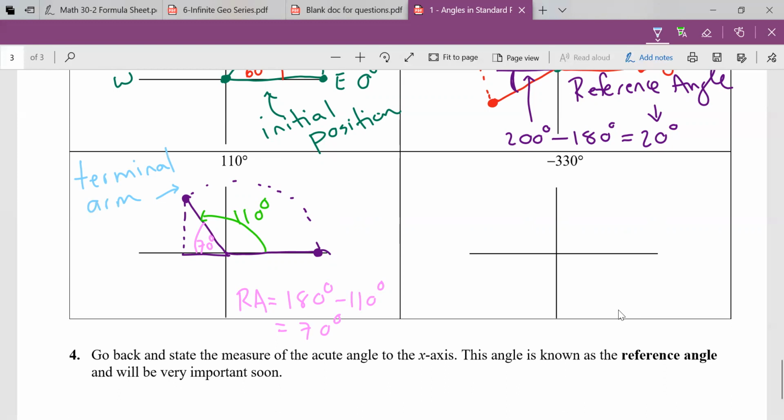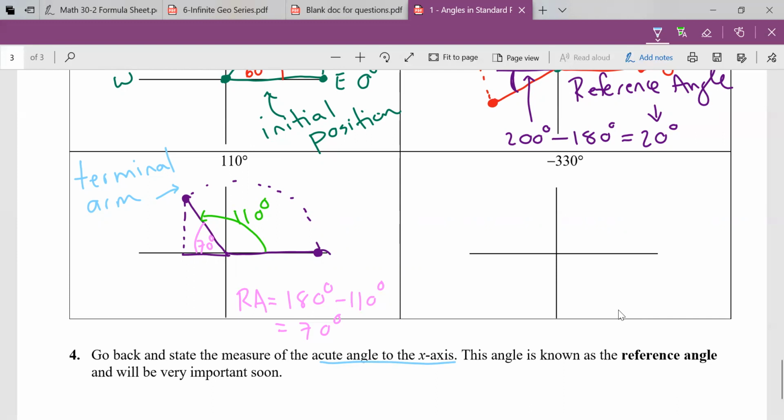So initial means where we're starting. Terminal means where we're ending. Reference angle is this acute angle that we get to the x-axis. And like I said, it's going to be very important as we go through. Okay, let's look at the last one here.